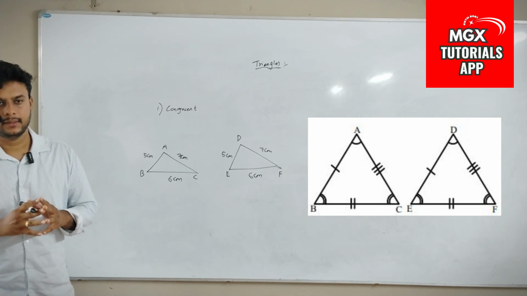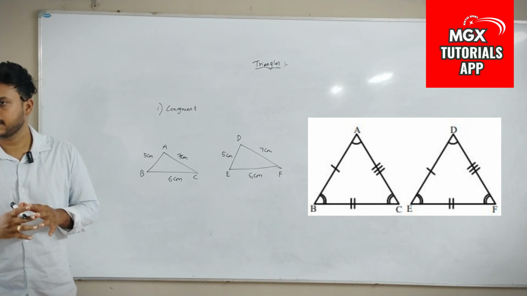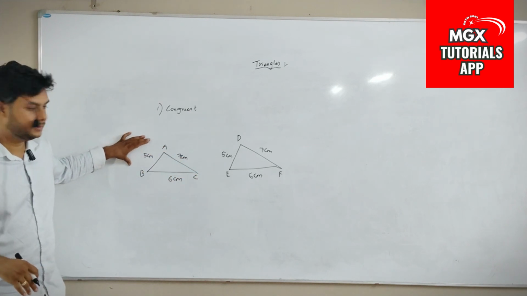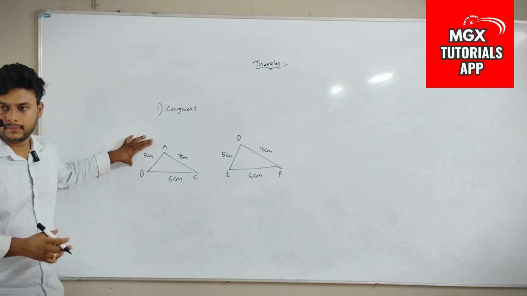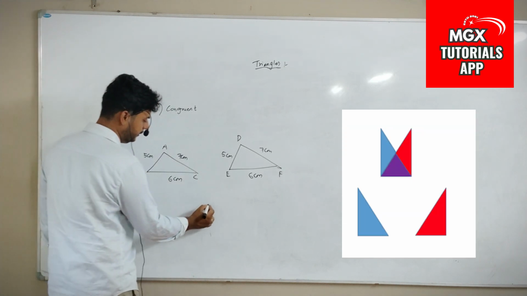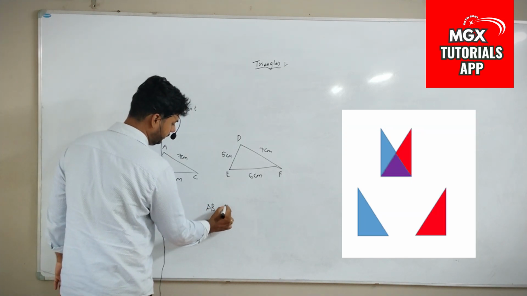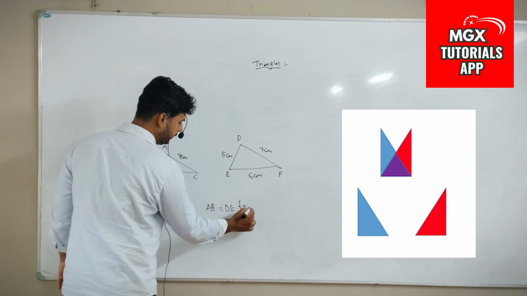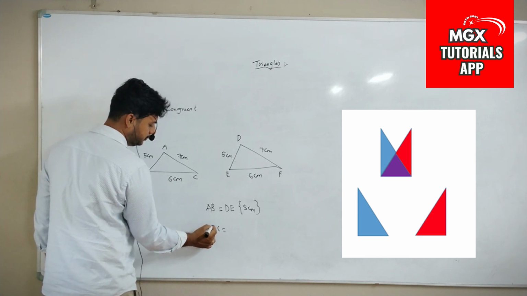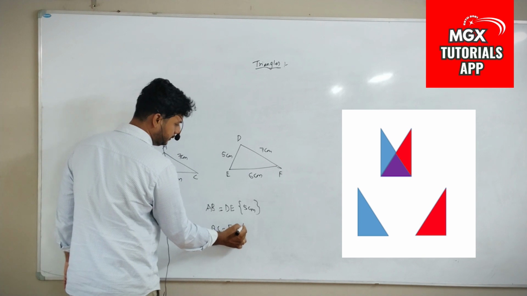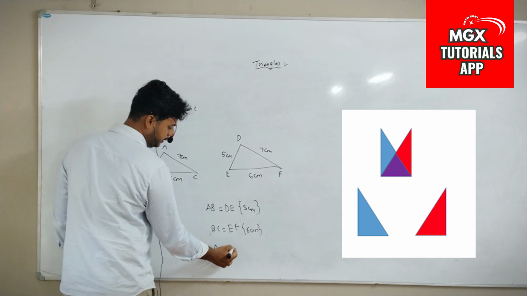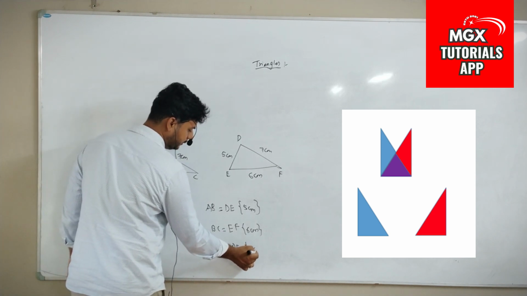Congruency means what? Basically it's an overlapping of two things. Getting? So if I take this triangle and place it on there, it will exactly overlap. AB will fall on DE. BC will fall on EF. So here AB is equal to DE because both are 5 centimeter, and BC is equal to EF because both are 6 centimeter, and last AC is equal to DF because both are 7 centimeters.